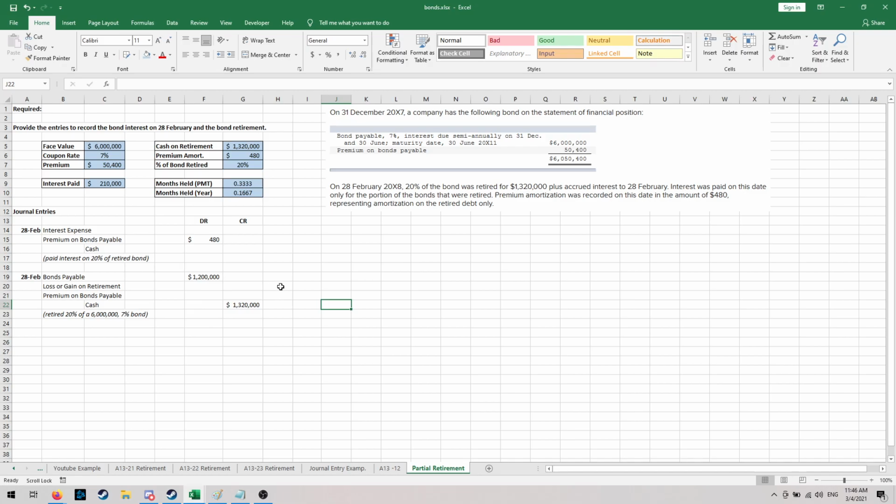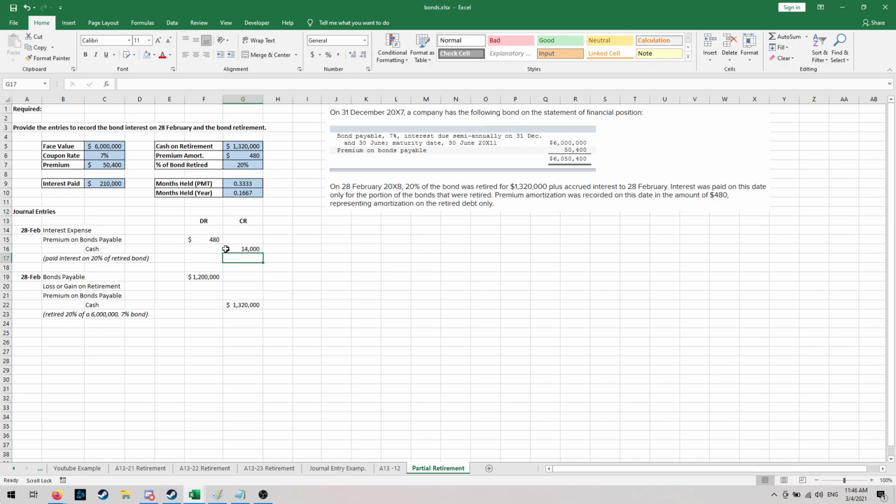So the first thing is we need to know how much cash we paid out for the interest that was accrued. And this is equal to the amount of the payment times 20%, which was retired. So we're only paying out on 20% of the bonds, times the number of months we held it, in this case 33% of the period, or 2 months. And we're going to see it's $14,000.